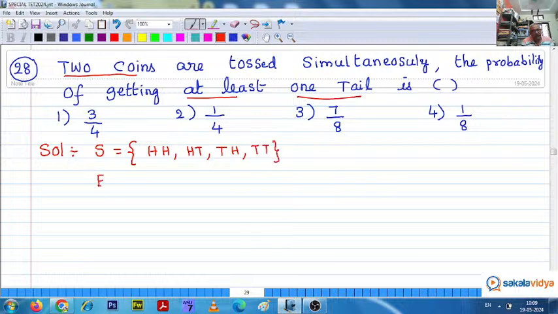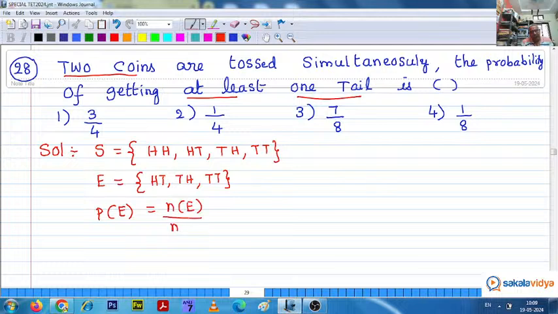So now let us say E be the event of getting at least one tail. At least one tail means one tail or two tails. So that means H comma T one tail, T comma H also one tail, T T two tails. So the probability of getting at least one tail P of E is equal to number of favorable cases to E by total number of outcomes. N of E means 1, 2, 3. 3 favorable cases divided by total cases 4, 3 by 4 is our answer, first option.